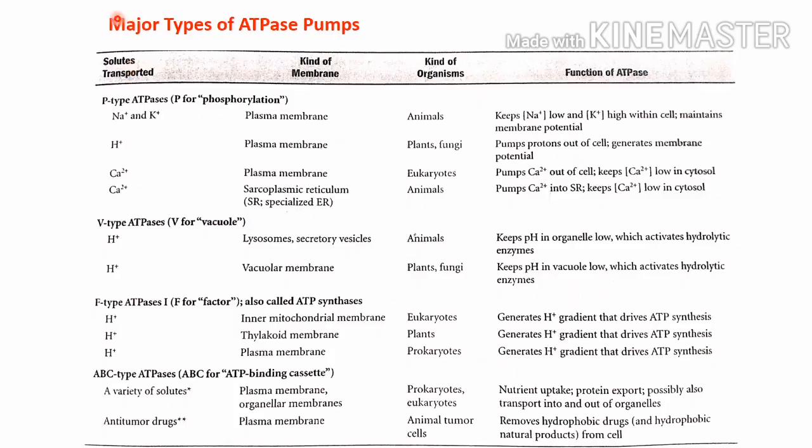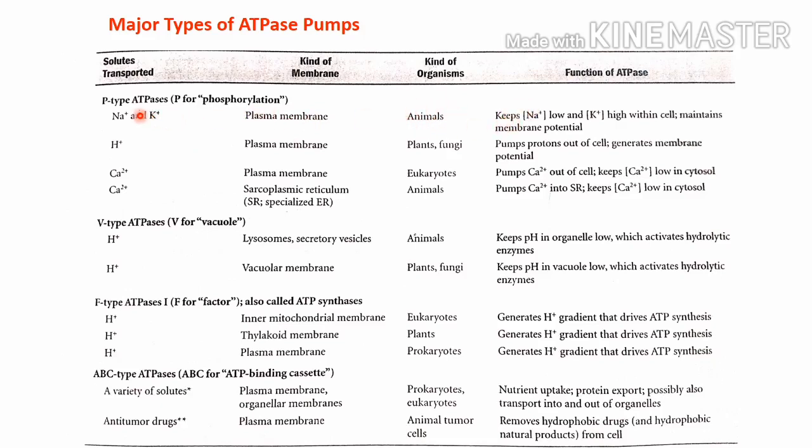So here we can see that this chart shows the major types of ATPase pumps, and here 4 types of ATPase pumps are important: P type ATPase, P for phosphorylation; V type, V for vacuole; F type, F for factor; and ABC, that is ATP binding cassettes. And as we can see, the P type ATPases are present in the plasma membrane and are found in animals.